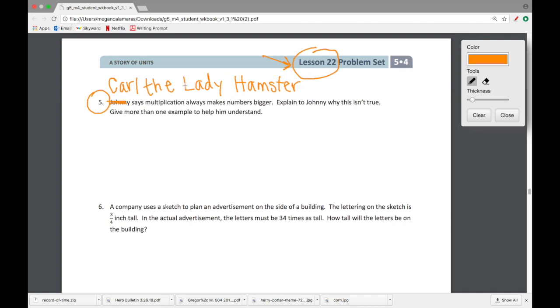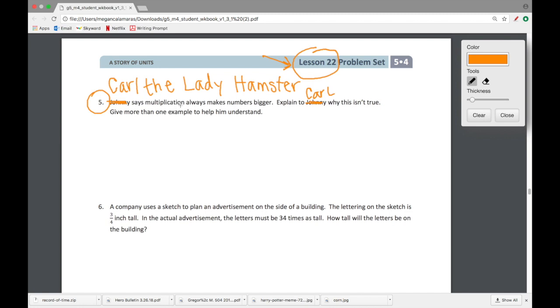Carl the lady hamster has been traveling around the world. She has been very busy. She apologizes that she hasn't been around in math videos, but she's back. She's here to help you guys celebrate your learning, and she wanted to come up with a problem like this to kind of help us study. Explain to Carl. Okay, so let's read this again.